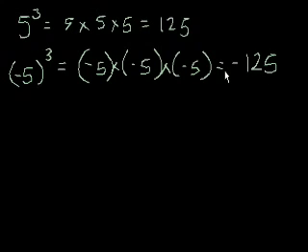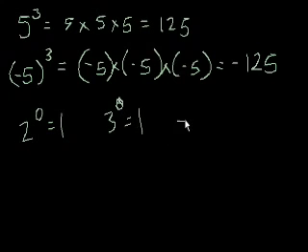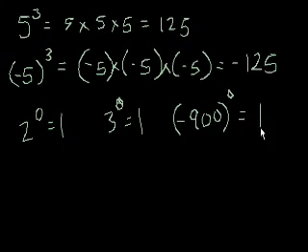Now, one principle of exponents that might not seem completely intuitive to you at first is when I raise something to the 0 power. So let's say I had 2 to the 0 power. It turns out that anything to the 0th power is equal to 1. So 2 to the 0 power is 1. 3 to the 0 power is equal to 1. Negative 900 to the 0 power is equal to 1. And let me see if I can give you a little bit of intuition of why that is actually the case.